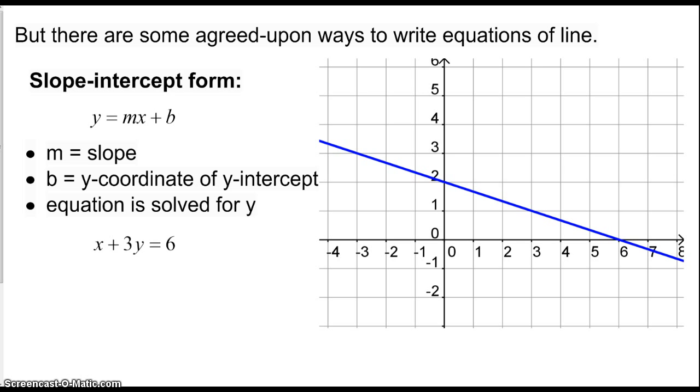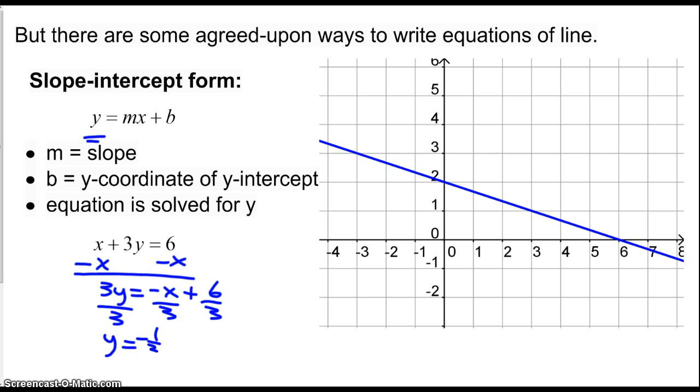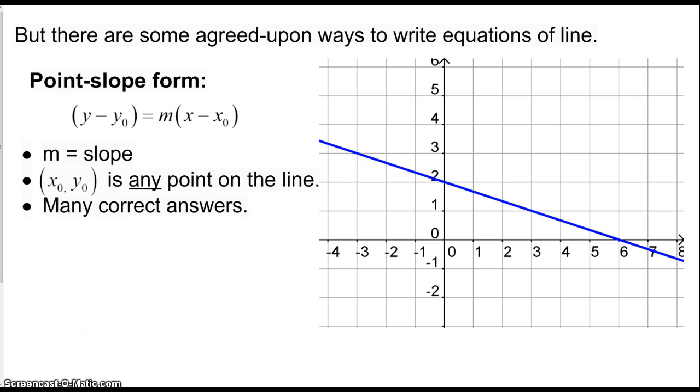plus 3y equals 6, we could subtract x from both sides, and we would be left with 3y equals negative x plus 6. And then you need to get just y by itself, so you would divide everything by 3 to get y equals negative 1/3 x plus 2. That would be the same equation, but in slope-intercept form. So you could convert by solving for y, essentially. Same equation, same line.